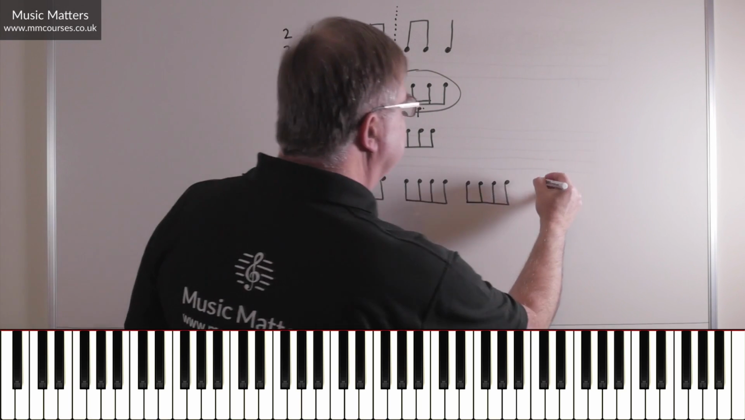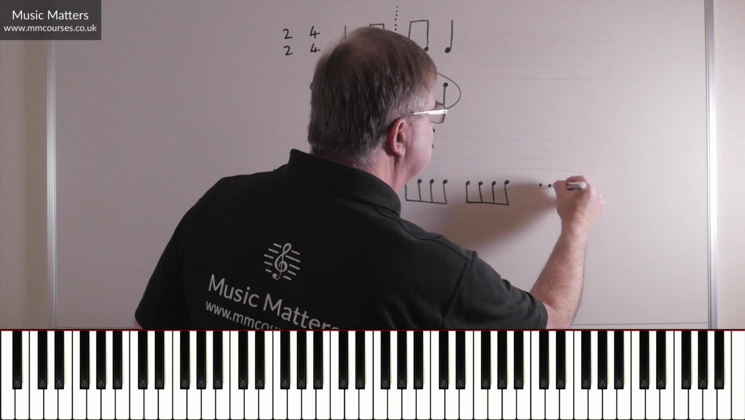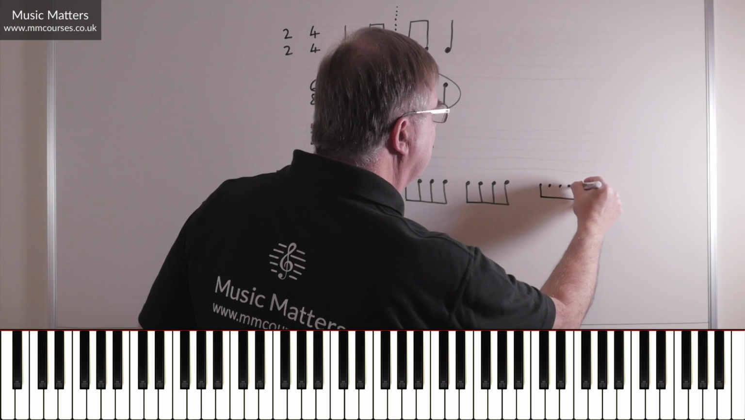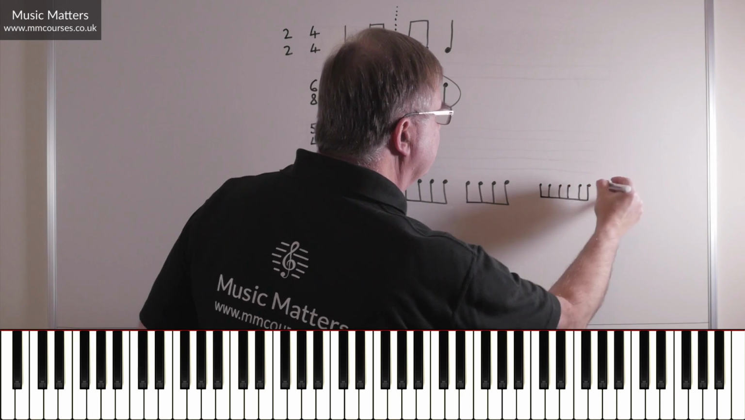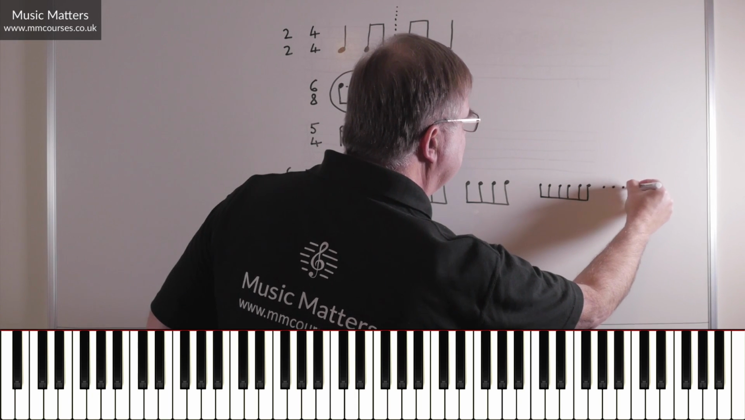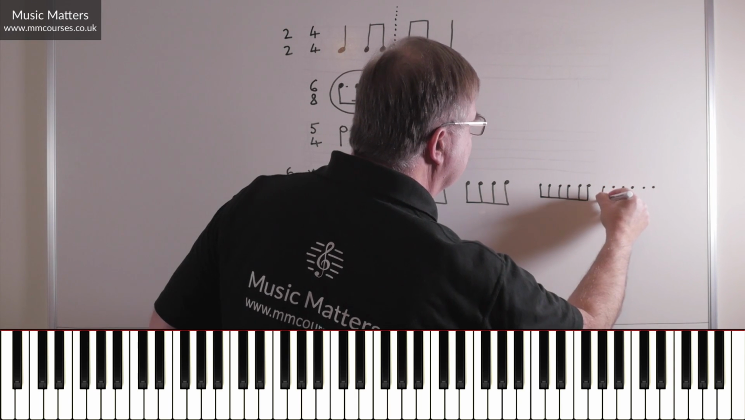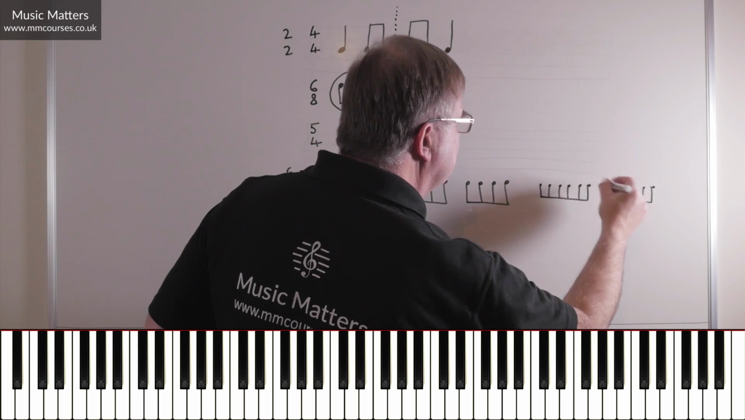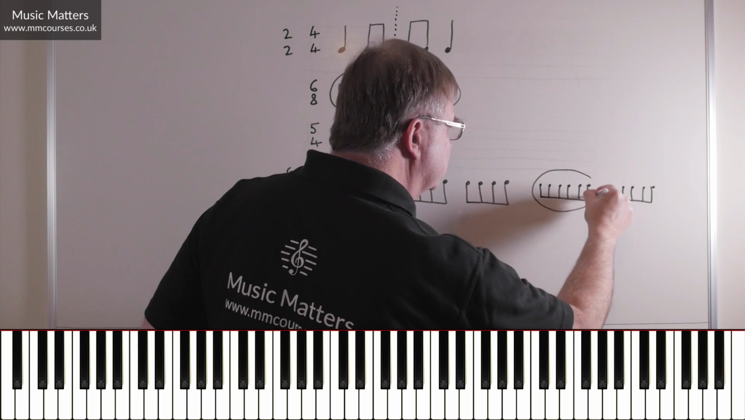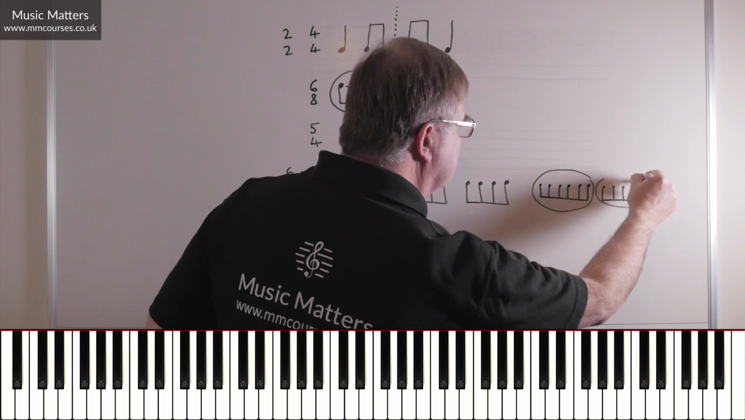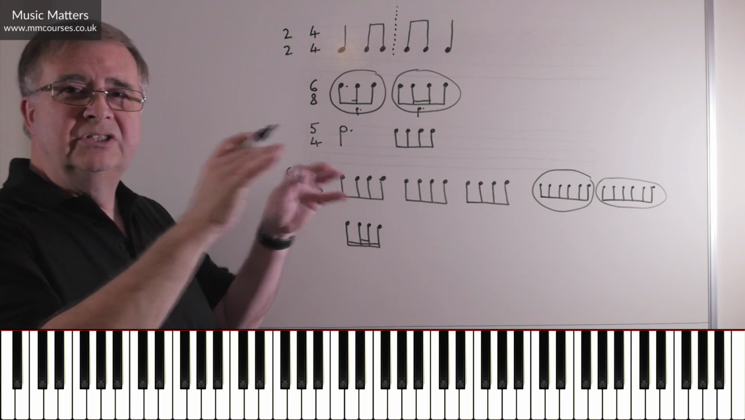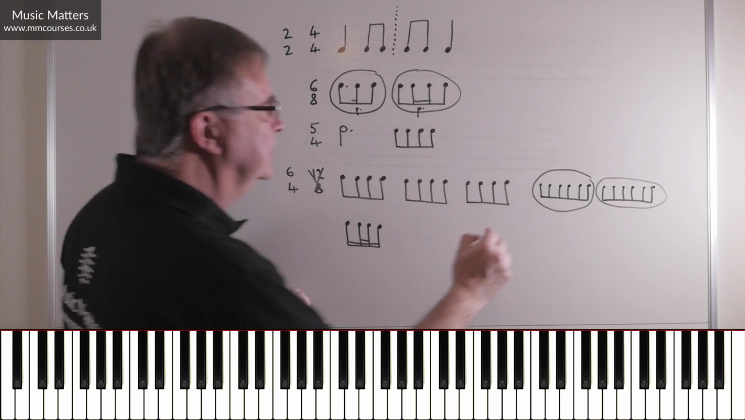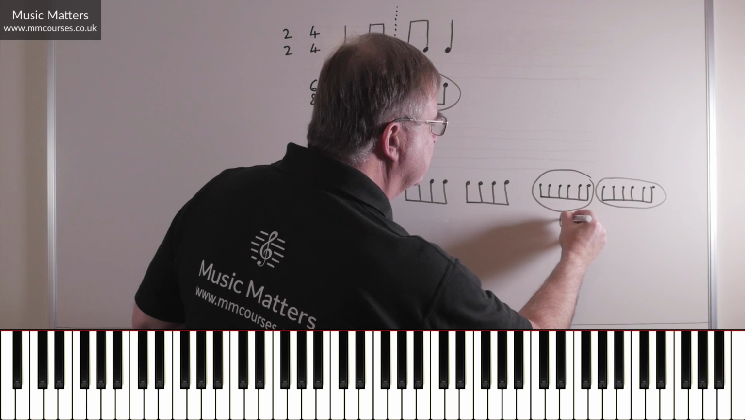Well, 6/4 would want to look like this. 1, 2, 3, 4, 5, 6, 7, 8, 9, 10, 11, 12. Because in 6/4, I need 2 groups. So I need 2 groups of 3. So if there are 6 crotchets in the bar, I need 3 crotchets in one group, 3 crotchets in the other group, so that it gives me beats that look like this.